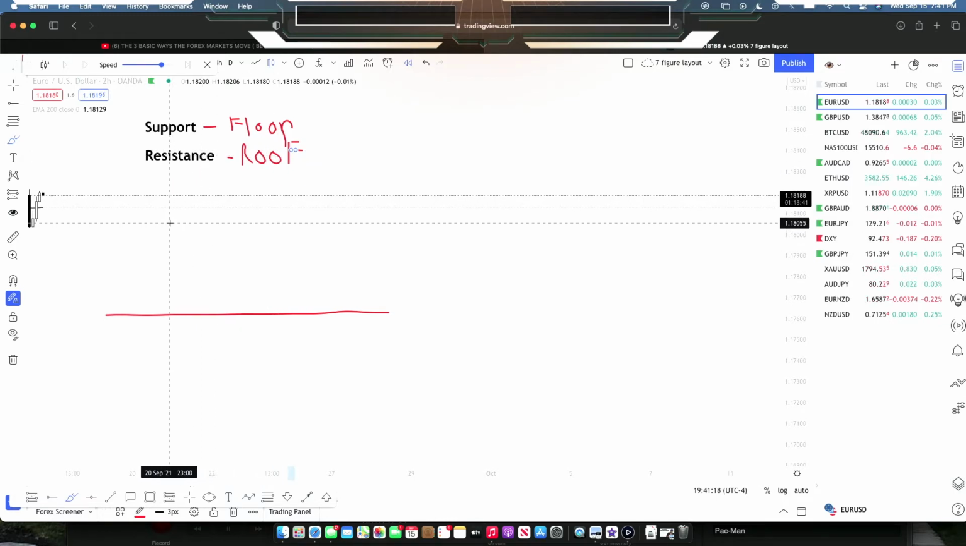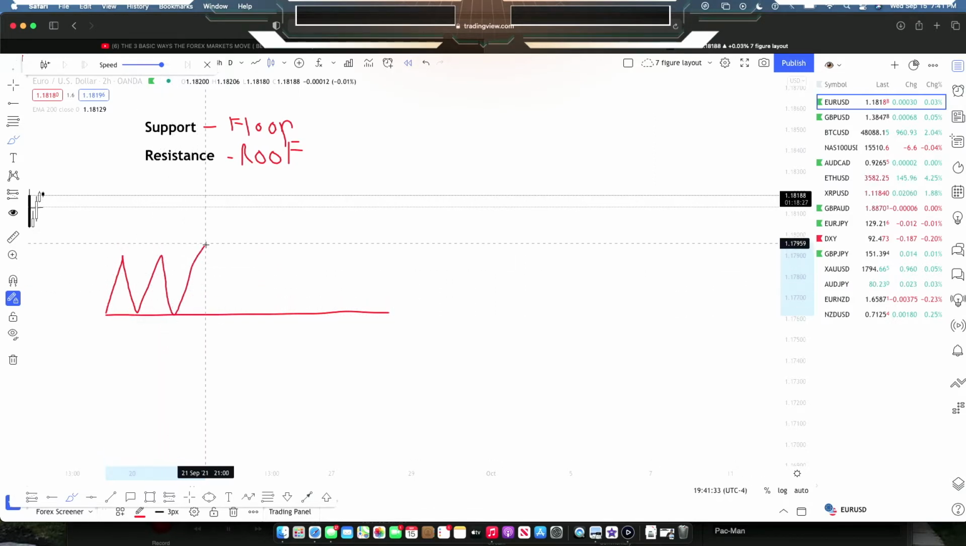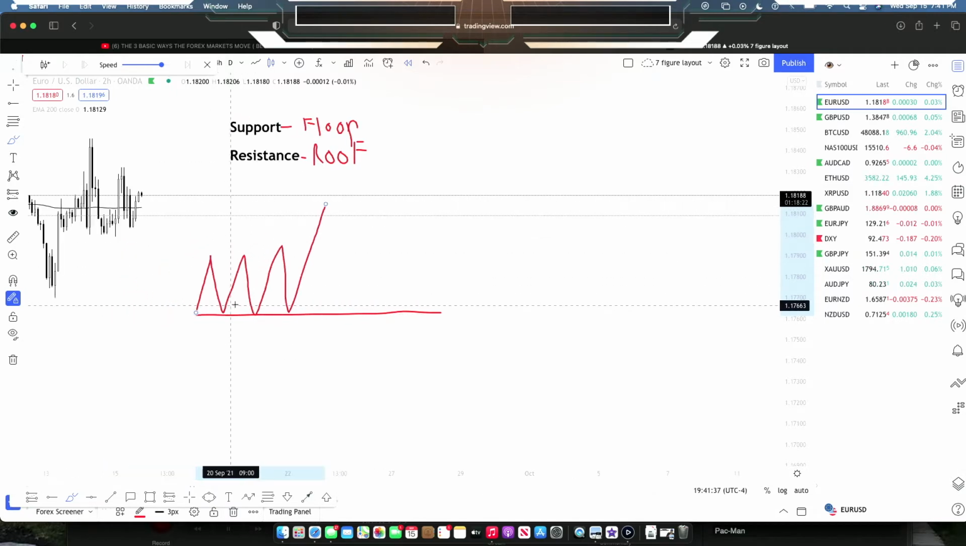So let me give you a clearer example of how to identify support. You're going to see the market literally do this. So this is the market. It went up. It came down to my support level. It went up again, came down to this level again, went up again, and then it officially went up. So this red line I have right here is going to be indicated as my support.